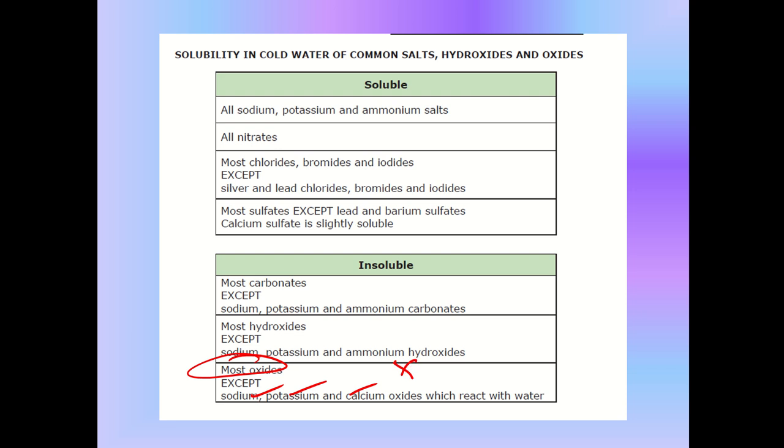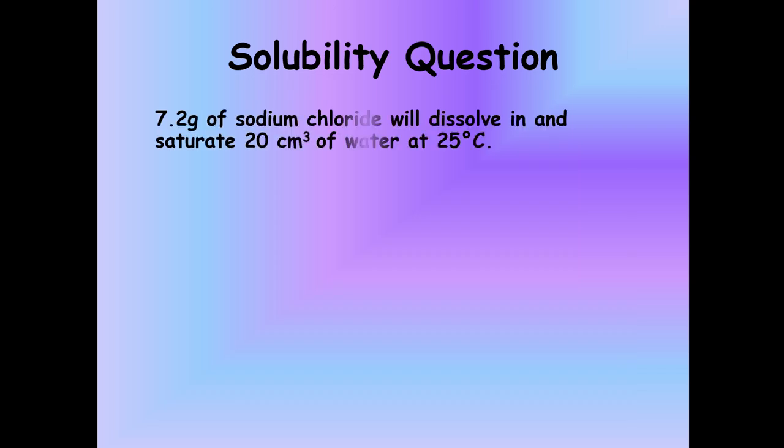Okay, what about silver bromide? Let's go up here. Most bromides are soluble this time, except silver and lead bromide, chloride, iodide. Well, there you go, there's silver bromide that I asked you about, so silver bromide is insoluble. Hopefully you can use that. Simple little questions.